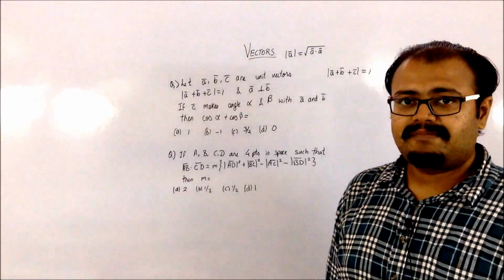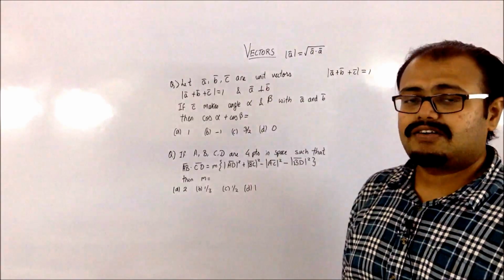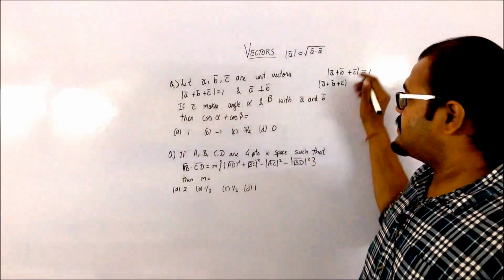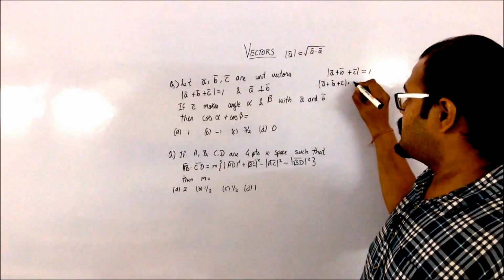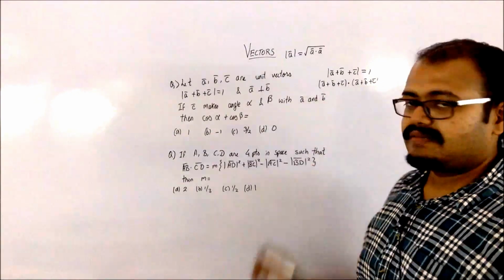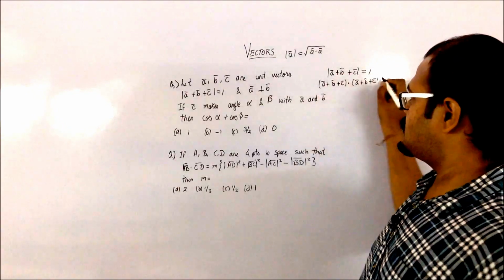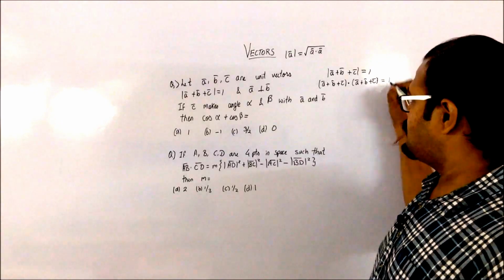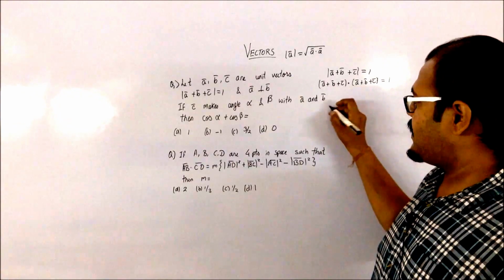Whenever I am finding the magnitude of a vector, it means nothing but the root of A bar dot A bar, that is the dot product of the vector with itself. So if I am going to find the magnitude of A bar plus B bar plus C bar, it is going to be the dot product of A bar plus B bar plus C bar dot A bar plus B bar plus C bar, under root. Squaring both sides, I will get 1. So if I take the dot product, it is going to be A bar dot A bar.